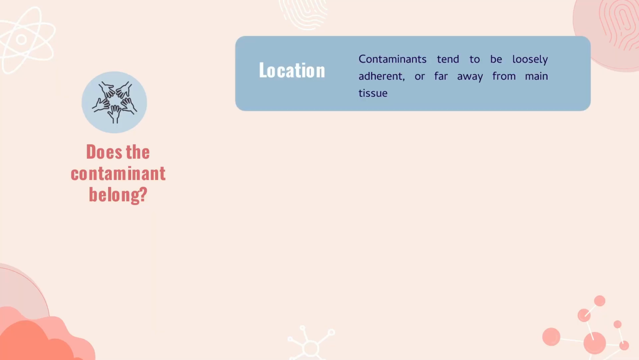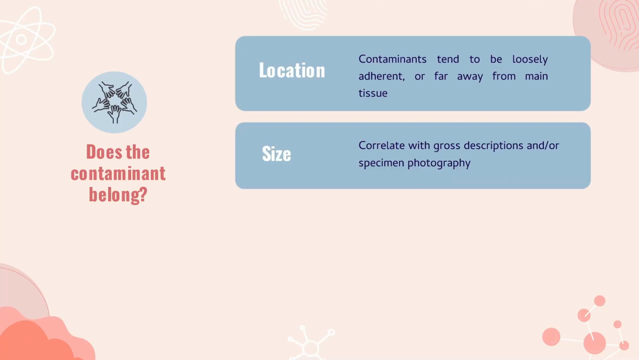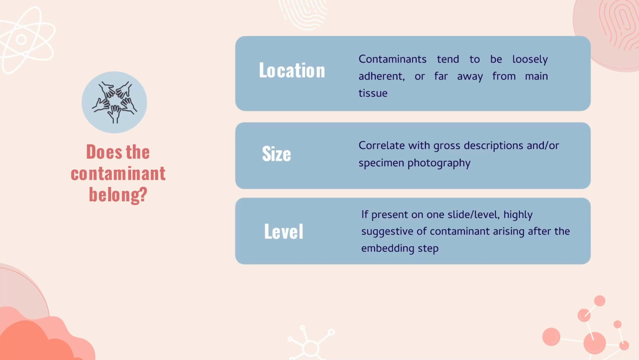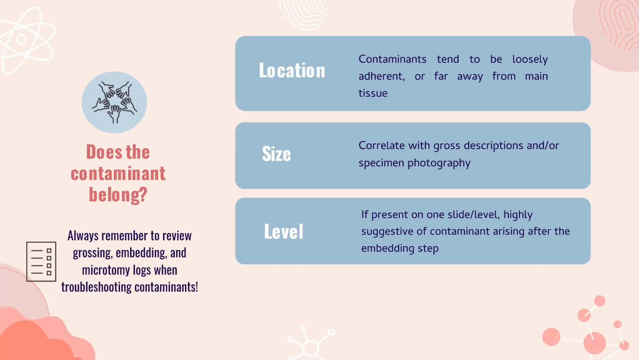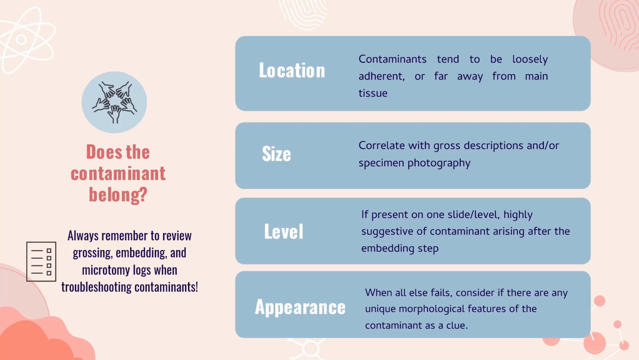Here are some helpful clues to decide if something is a contaminant or not. Firstly, contaminants tend to be loosely adherent or far away from the main tissue. The sizes of represented tissue fragments should always be correlated with gross descriptions and specimen photographs where available, and any incongruence should be clarified. When tissue contaminants are present only on one slide or level, they are highly suggestive of a contaminant arising after the embedding step. Always remember to review logs when troubleshooting contaminants. And when all else fails, consider if there are any unique morphological features of the contaminant as a clue. We will further illustrate this point with the next case study.